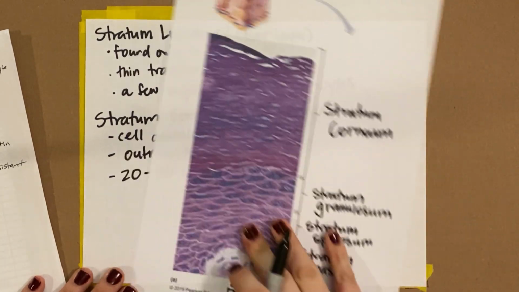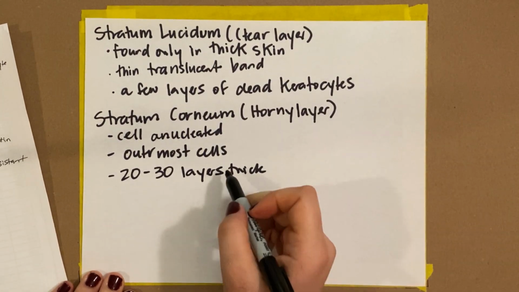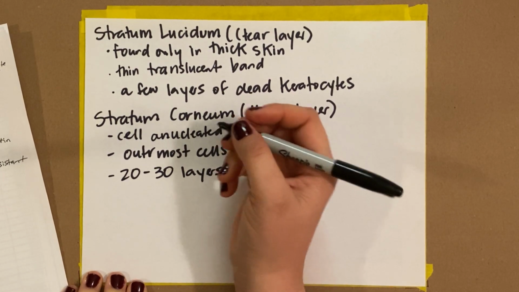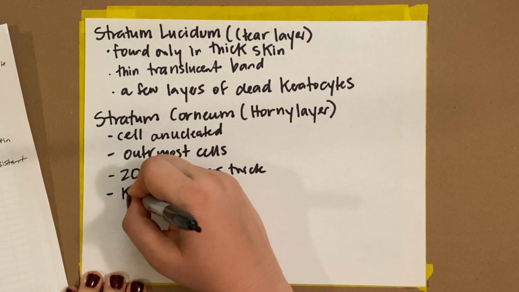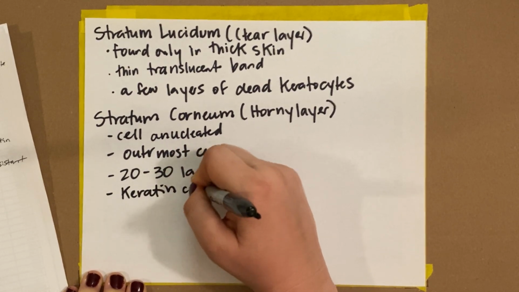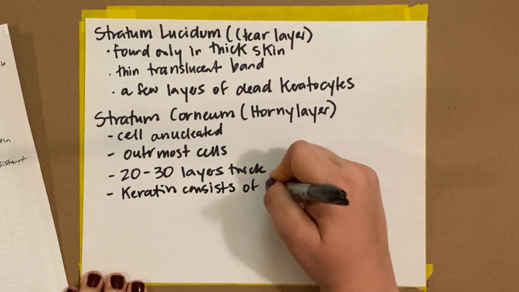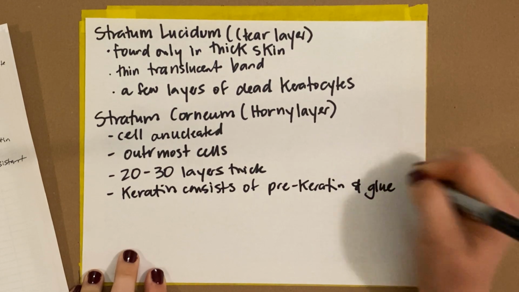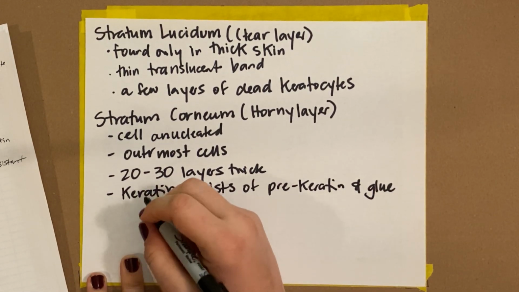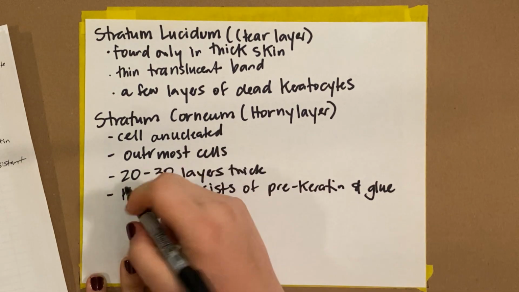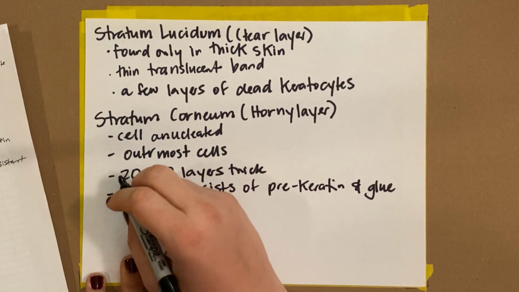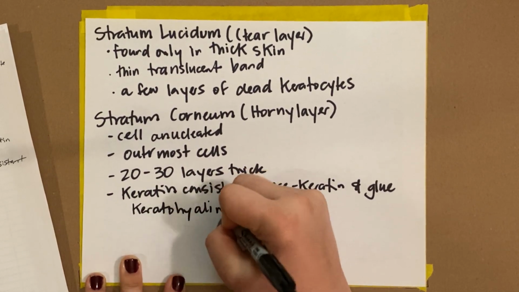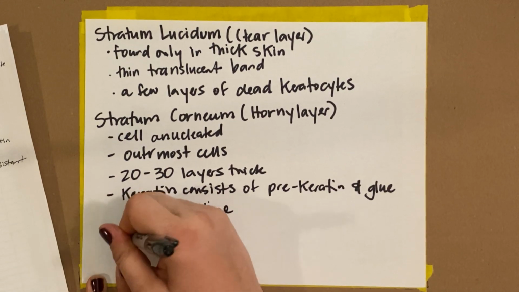Okay, so these are all dead. Okay, we're now going to have kind of full-fledged keratin, which consists of the pre-keratin and the glue that's made in the stratum granulosum, that keratohyalin. Okay, its main function is going to be protection.